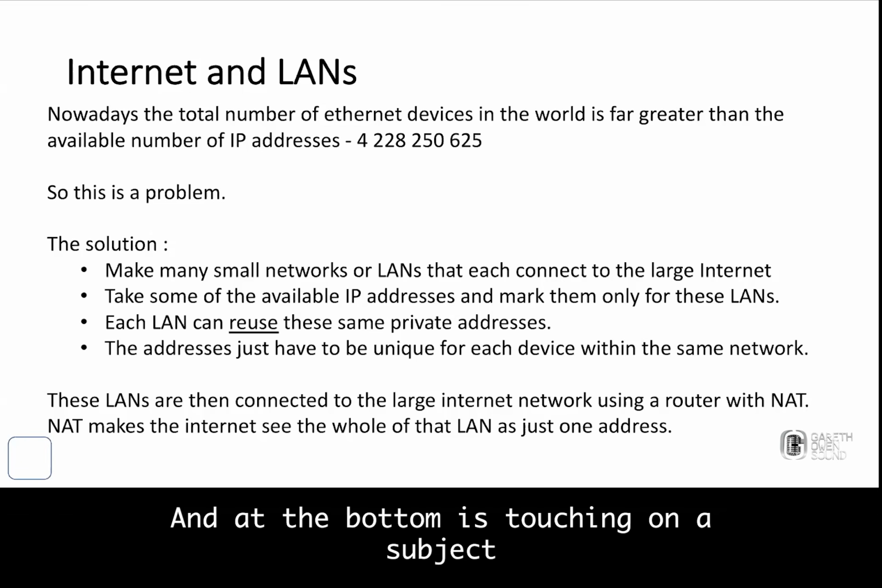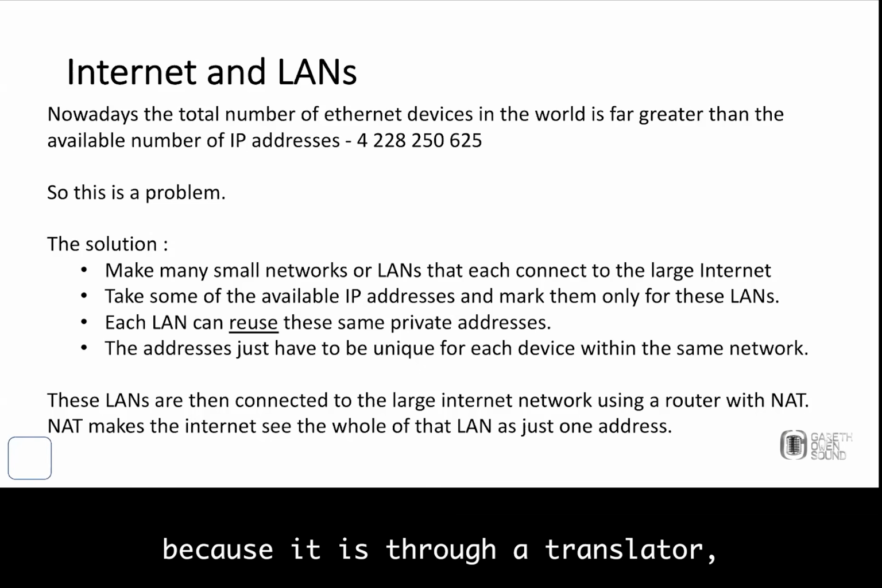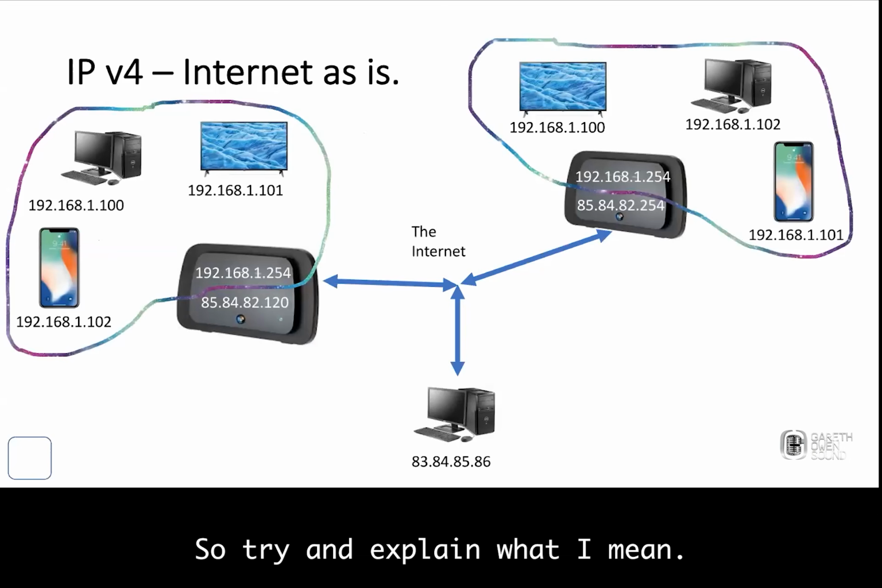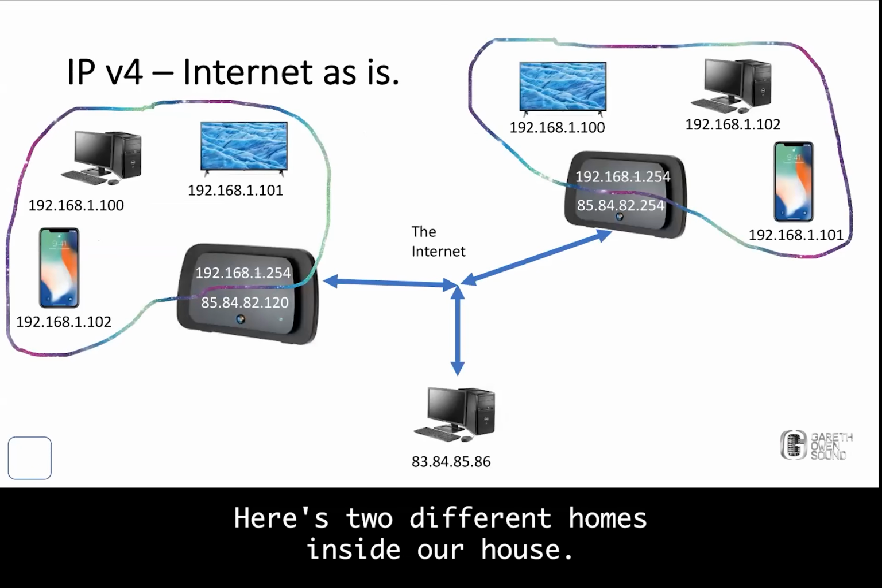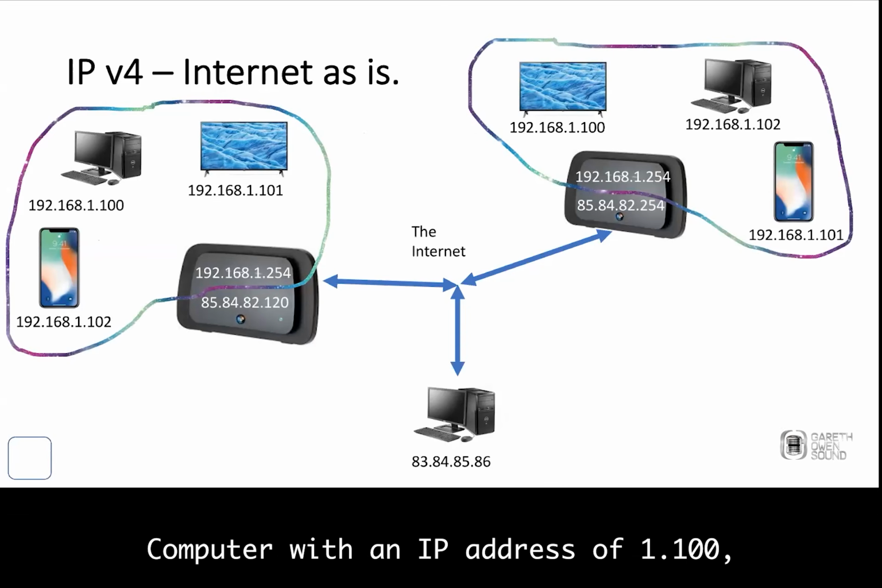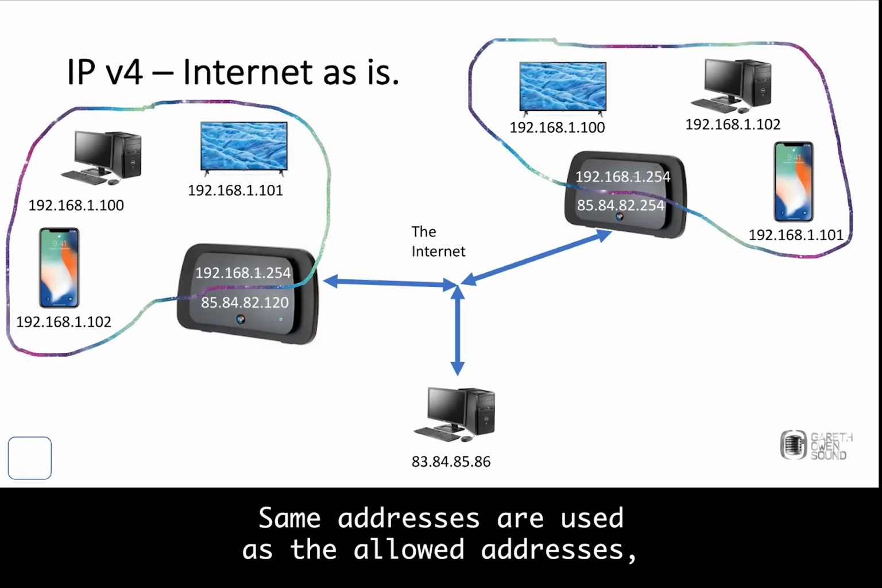At the bottom, there's a touch on the subject for next week, which is the way we connect LANs to the internet, through a translator, because we're all using the same addresses again and again. To explain what I mean, here are two different homes. Inside our house, we might have three devices: a computer with an IP address of 1.100, TV 1.101, my phone 1.102. And equally, in somebody else's house, the same addresses are used if they are the allowed addresses.